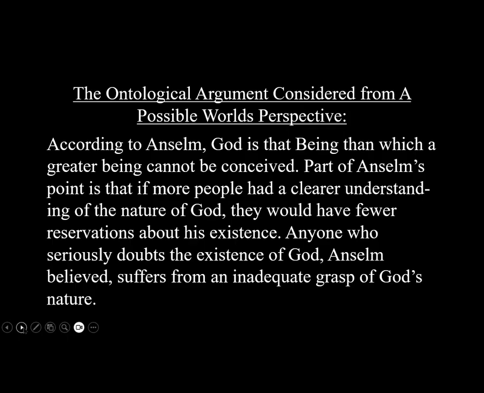Part of Anselm's point is that if more people had a clearer understanding of the nature of God, they would have fewer reservations about his existence. Anyone who seriously doubts the existence of God, Anselm believed, suffers from an inadequate grasp of God's nature. And so interestingly, Einstein said that he believed in God, but not the God of the theologians, because he was beneath the dignity of the God who he saw as having created everything when he was dealing in the world of physics and of quantum physics. So he's just saying this God is beyond those things. So if one were to understand, I think Einstein would have been helped by an understanding of the ontological argument.